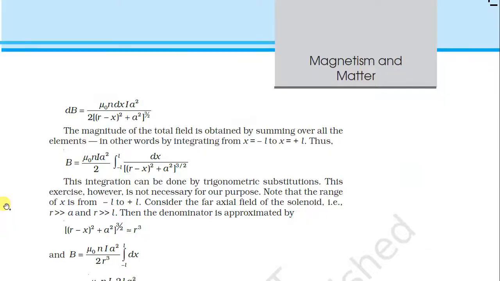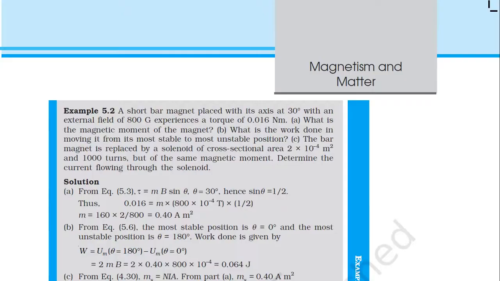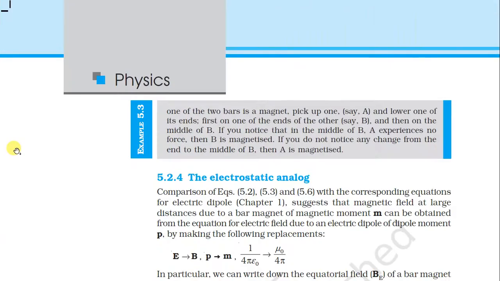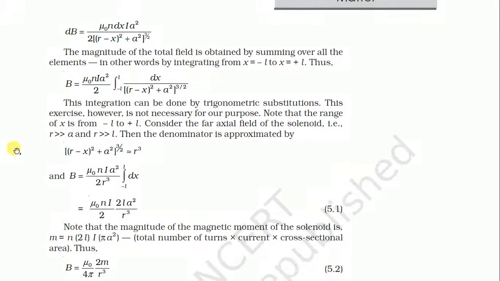Here we have got the equation: dB is equal to mu 0 n I a square dx divided by 2 times (r minus x) square plus a square, raised to 3 by 2. We also got this equation from chapter number 7. The magnitude of the total field is obtained by summing over all the elements, in other words by integrating from x equals minus L to x equals plus L. Thus B is equal to mu 0 n I a square.